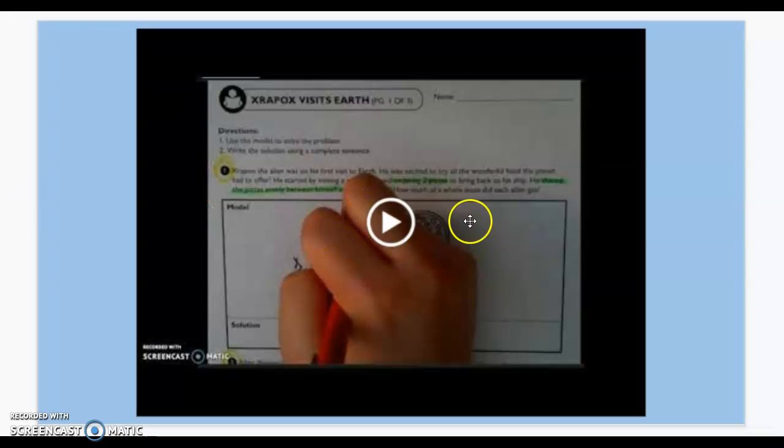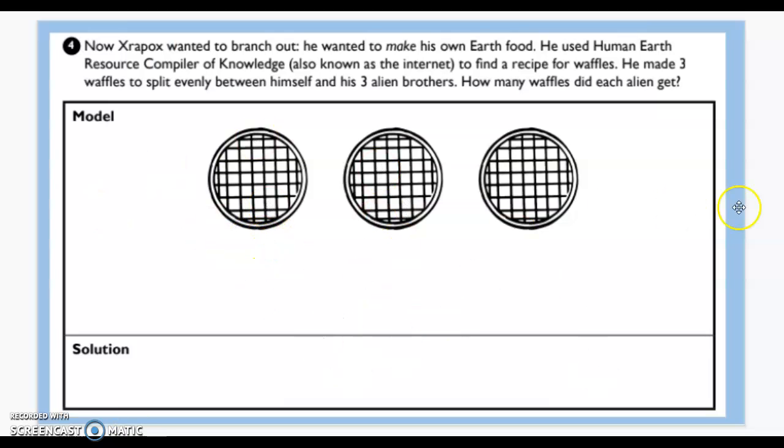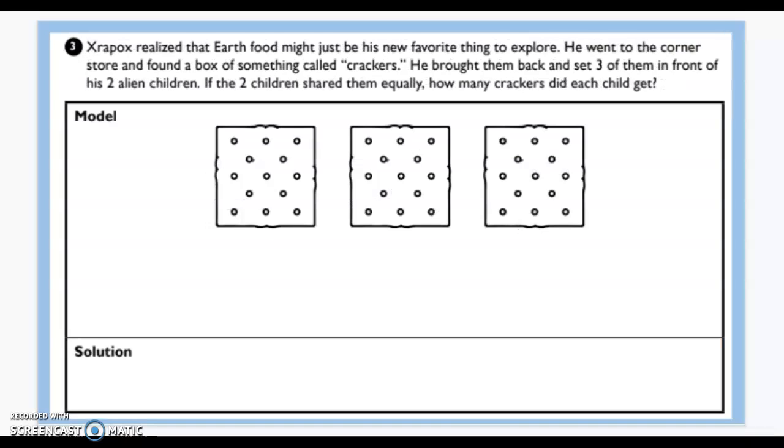So you need to make sure that you watch this video so you understand how to solve this problem first. And then there is going to be a solution, and you need to remember to write in a complete sentence using a capital letter at the beginning and a punctuation mark at the end.